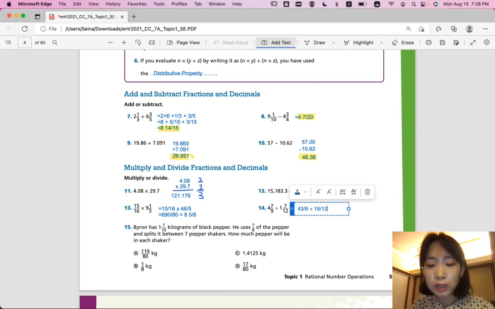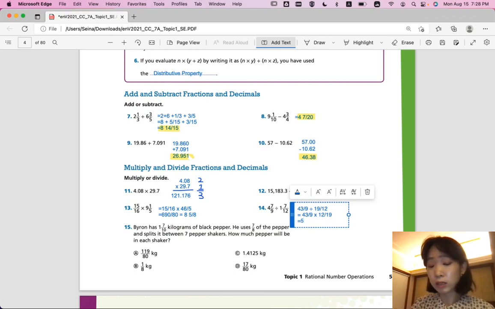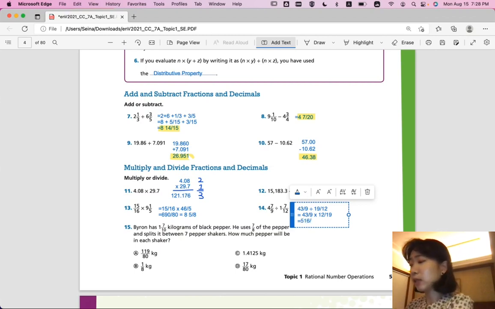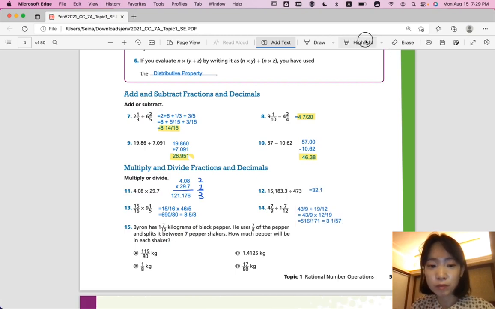Okay, and you can change this into a multiplication: 43 over 9 times 12 over 19, by using the reciprocal. And you can get 43 times 12 as 516, divided by 19 times 9, which is 171, which will be simplified into 3 and 5 over 57. Right, so these are the answers.